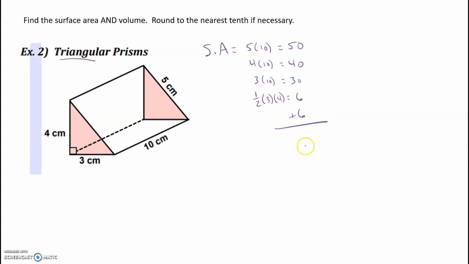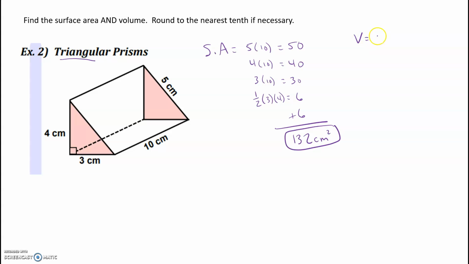And we're going to add them all up. So we have 50 and 40 and 30 and 12. So we get 132 centimeters squared. That would be the total surface area. Again, covering the outside, if you had to paint this shape or something along those lines.